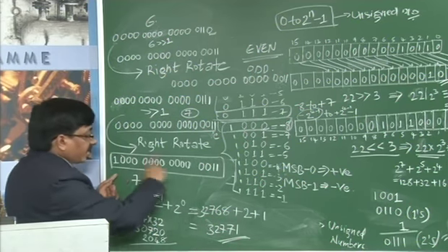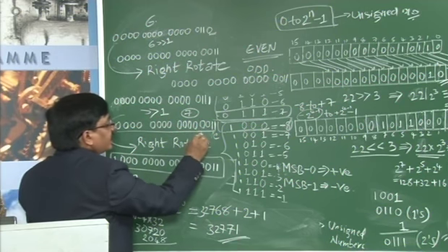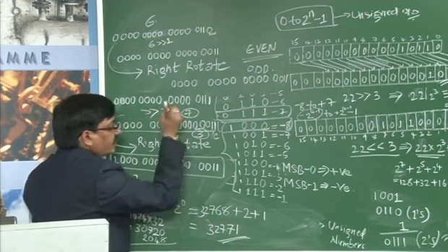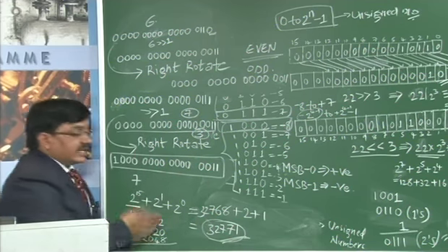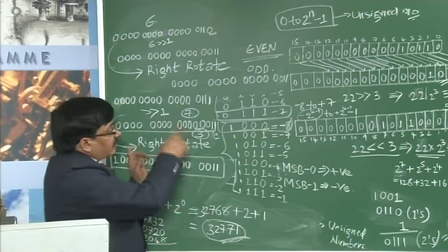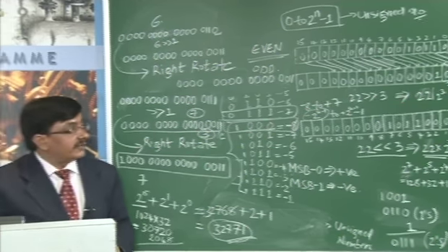So when I perform the right shift, I get the value 3, whereas after performing the right rotate, I get the value 32,771. Based on this knowledge, we have to program this. Fine, so let us see the program and how exactly we do it.